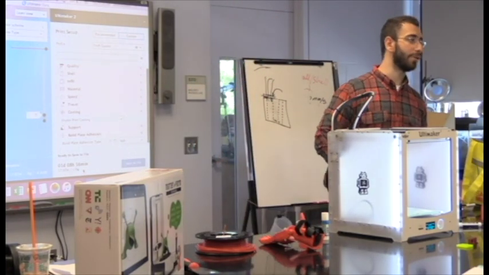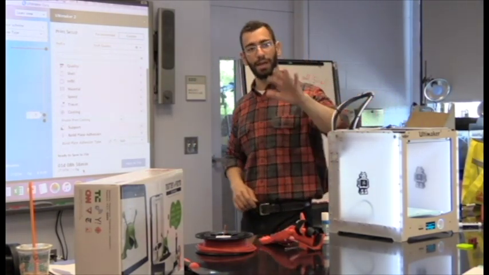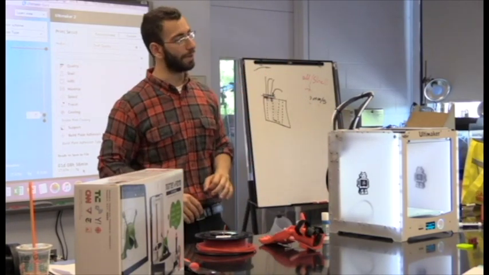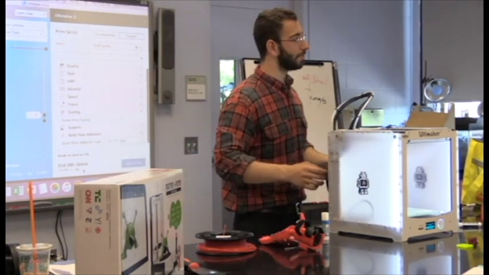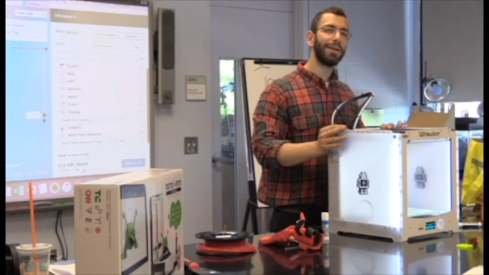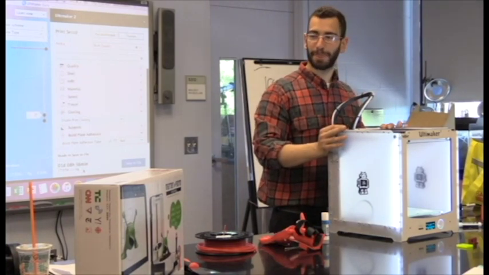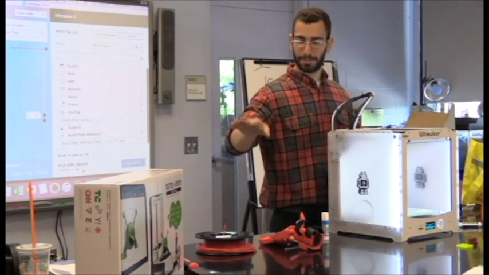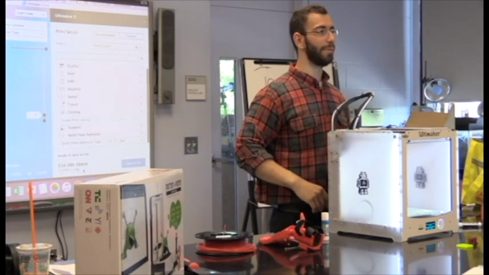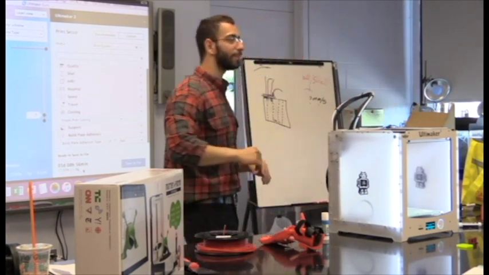And acetone, like for ABS, gives a nice solid, glossy finish on the outside. There's all these separate things to do. Any questions so far? That last part I just mentioned about the ABS is the post-processing part that I mentioned at the beginning.